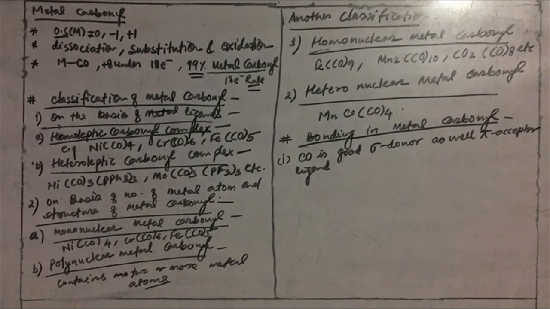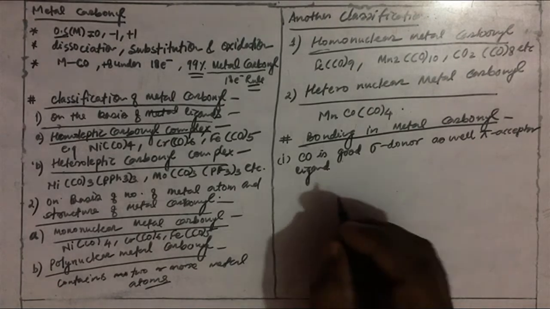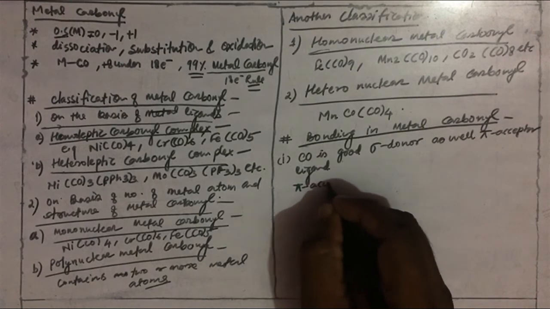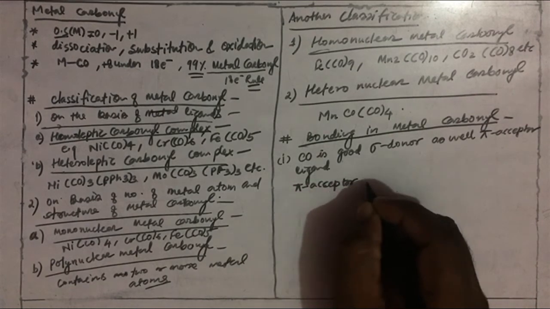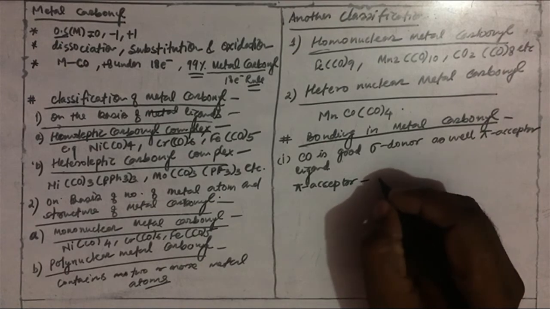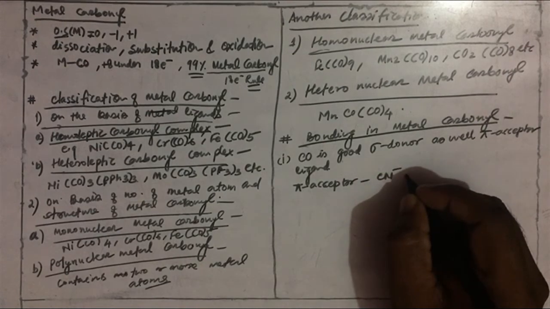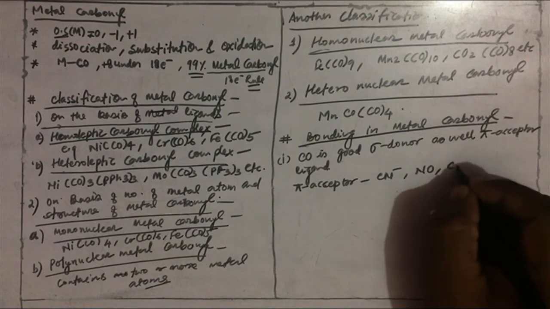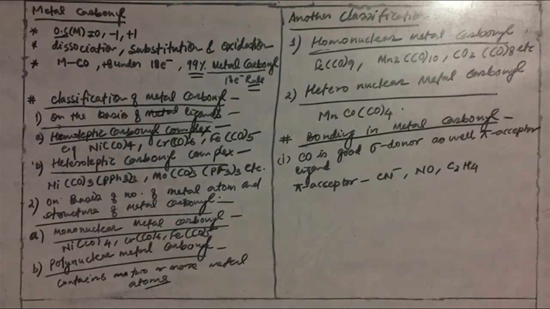Okay, there are some pi acceptor ligands like cyanide, NO, C2H4, ethene. These are pi acceptor ligands explained due to the MOT theory, MOT diagram of CO.